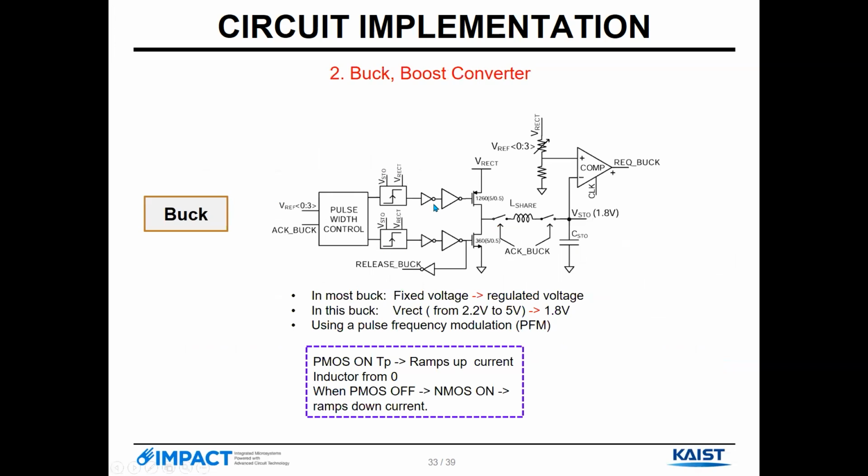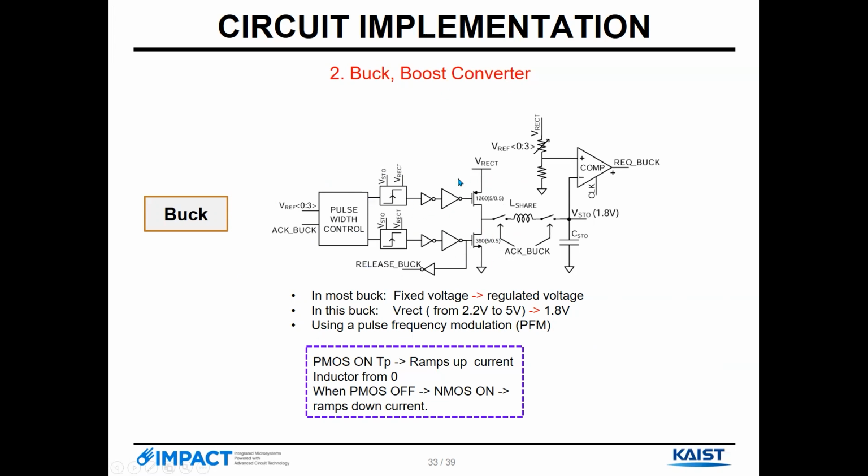It's a buck converter. A buck converter is usually used to convert a fixed voltage to a regulated voltage. But in this buck, we regulate the VREG from 2.2 volts to 5 volts to 1.8 volts. Also, we use pulse frequency modulation, the PFM. With the modulation, we can change the time that the PMOS as well as the NMOS turn on with different time delays. The times are TP and TN.